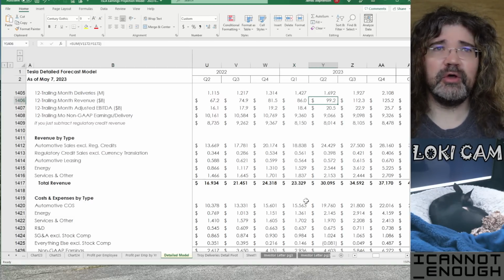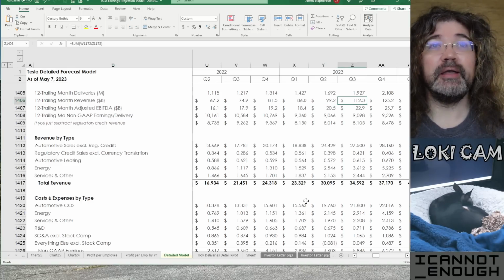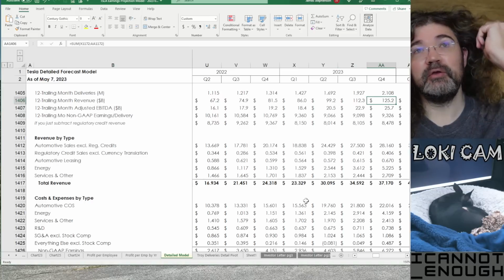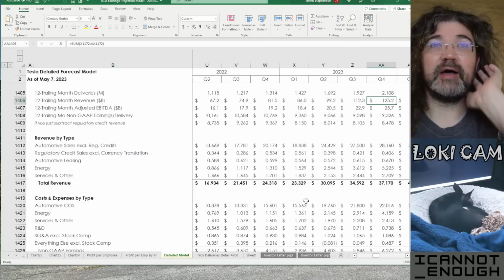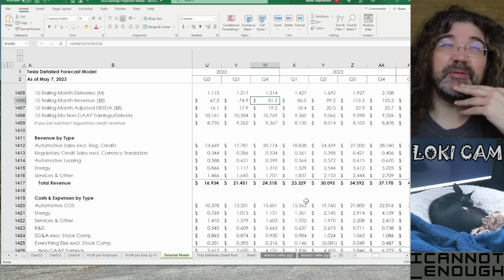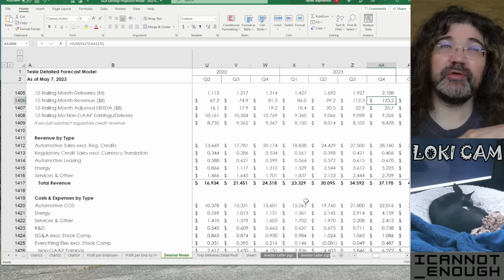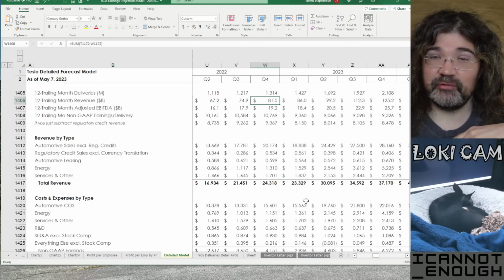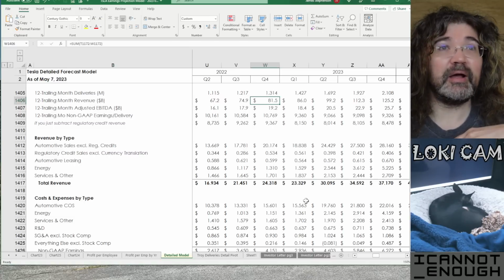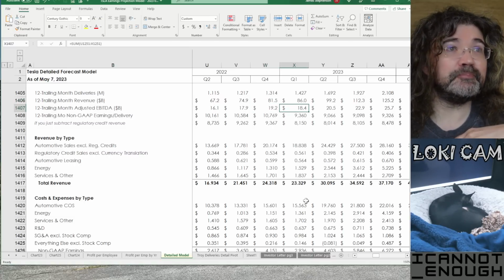So what about in Q2? I've got that going up to almost 100 billion. In Q3, I have it going up to 112 billion, and in Q4 up to 125 billion dollars. That'll be a 50% revenue increase in 2023 over 2022. Not bad in one of the worst economies the U.S. has been in for a long time.